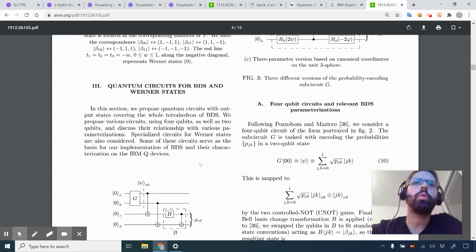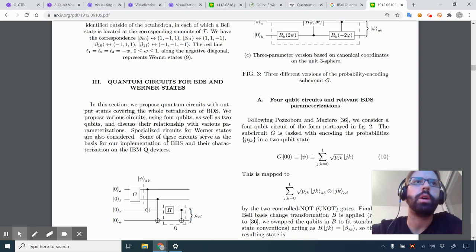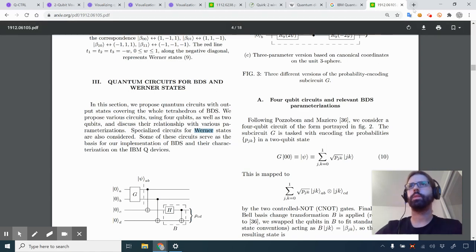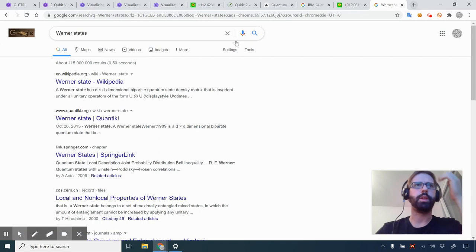In this section, we propose quantum circuits with output states covering the whole tetrahedron of BDS. We propose various circuits using 4 qubits as well as 2 qubits and discuss their relationship with various parameterizations. Specialized circuits for Werner states are also considered. What are Werner states? So those are supposed to be different entangled.